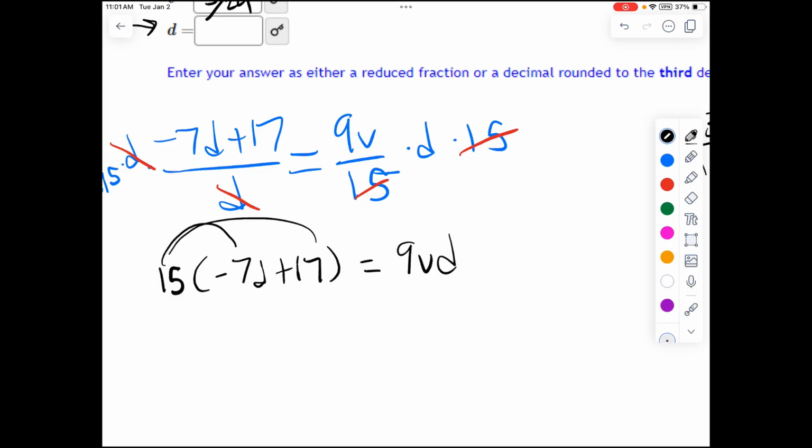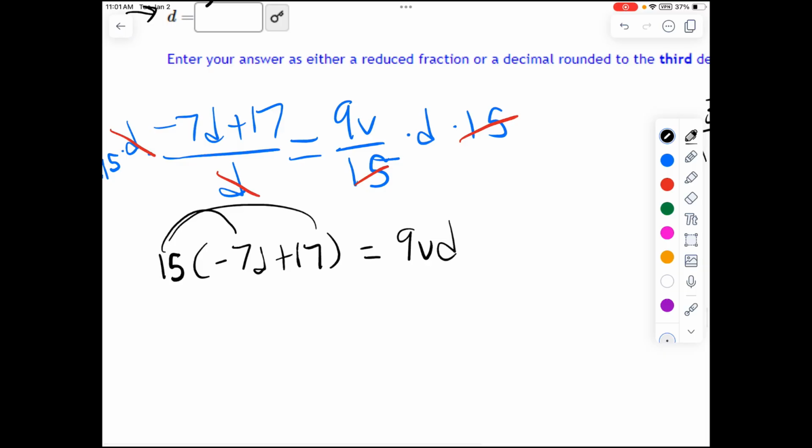So we're going to distribute that 15. So 15 times negative 7 will give us negative 105d plus 15 times 17. Getting a little larger in the numbers, but that's okay. We're at 255 equals 9vd.